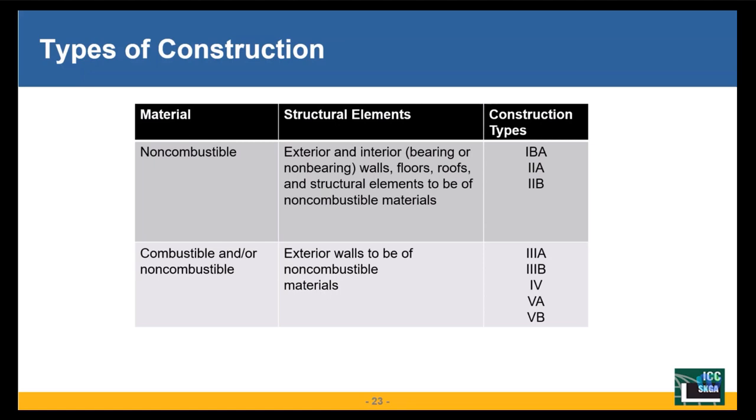Whereas for type 3A, type 3B, type 4, 5A, and 5B, which we all know 5B is non-rated construction, you can have combustible material or non-combustible material in exterior walls for those types of construction. Whereas for the other types, 1 and 2, you cannot have combustible materials.